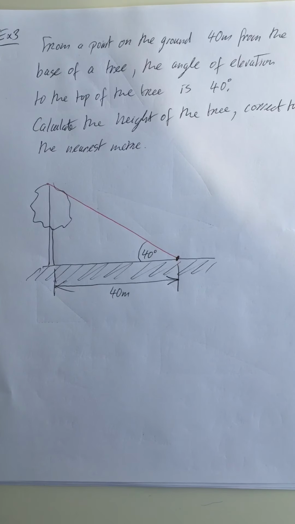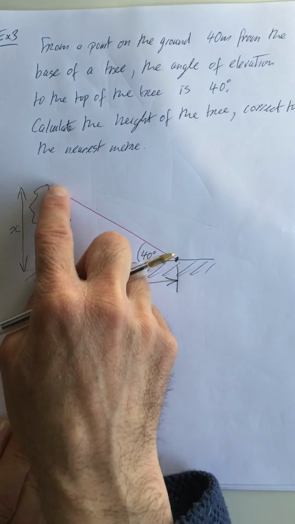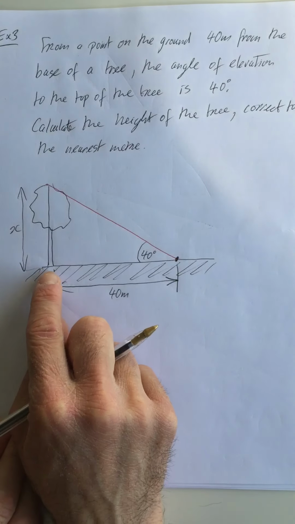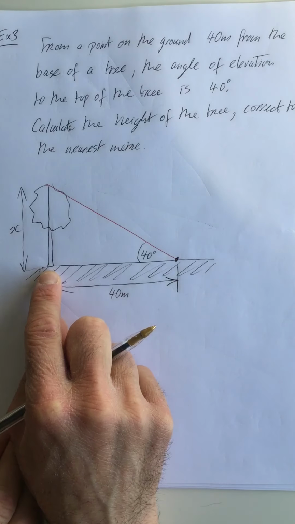So I want you to imagine you're out on flat ground. Here's the ground. Here's a tree, and you want to know the height of the tree. So I could mark in the height as x. We want to figure out the height of the tree. But maybe you can't climb up the tree with a measuring tape, so what you do instead is you go to the bottom of the tree and you walk back along the ground until you're 40 meters away, or some distance away. In this question, it's 40 meters away.